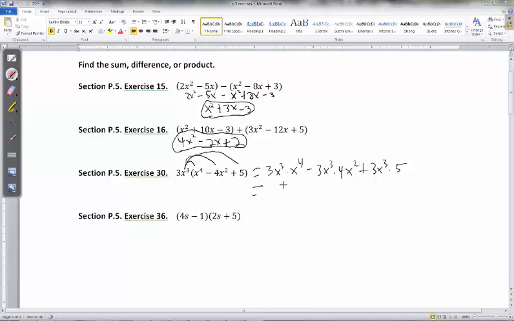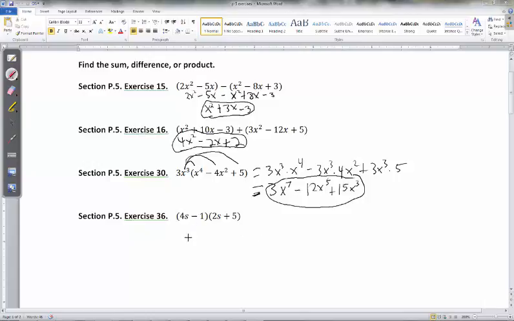And you can see x cubed times x to the fourth. Remember, if you're multiplying two expressions that have the same base, you add their exponents. So this will just be x to the seventh minus 12 x to the fifth plus 15 x to the third. And that's it.